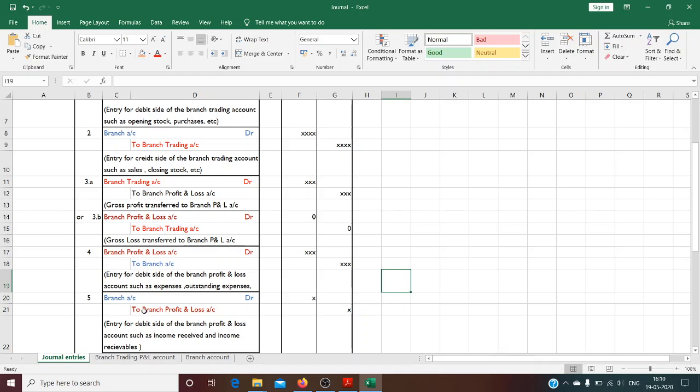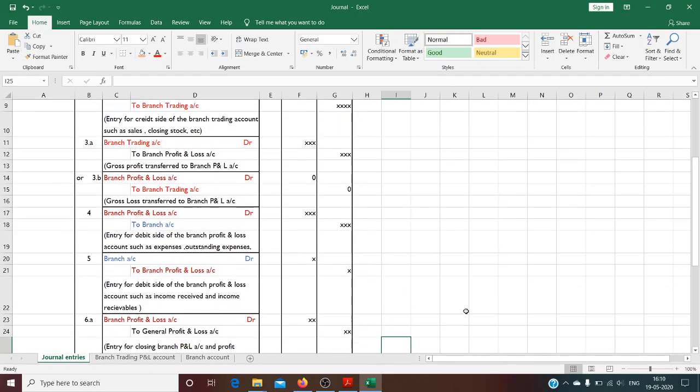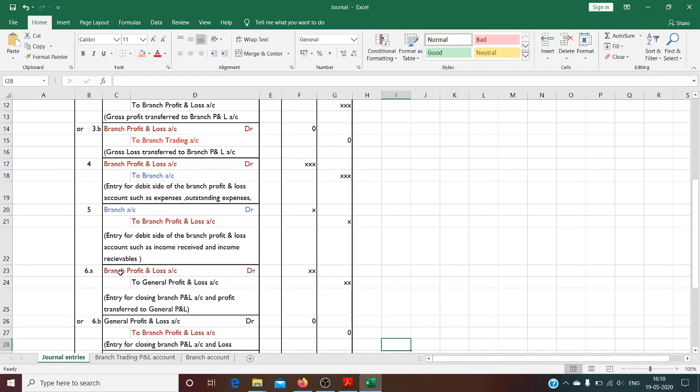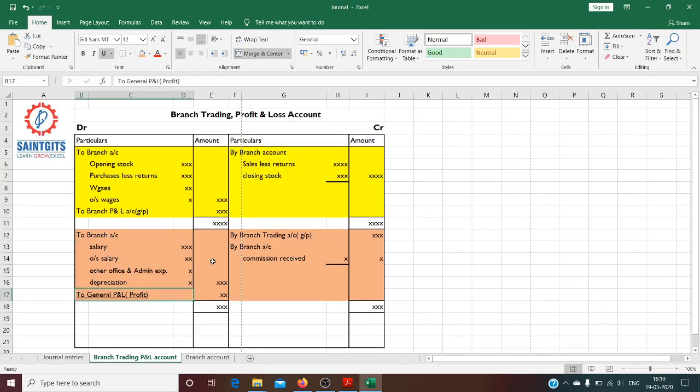The entry will be branch profit and loss account to general profit and loss account. So the sixth entry will be branch profit and loss account to general profit and loss account. Here also, 6A or B, if it is loss, then the entry will be reversed, that is general profit and loss account to branch profit and loss account. Hence, in such a case, you have to total the debit side and transfer the same to the credit side and find out the balance somewhere here.